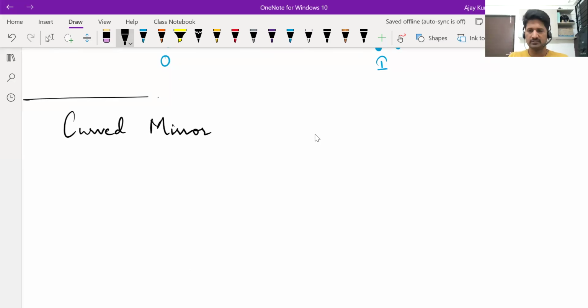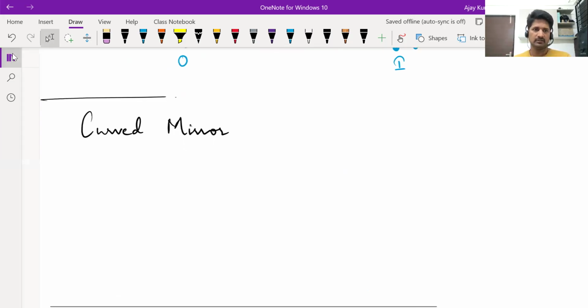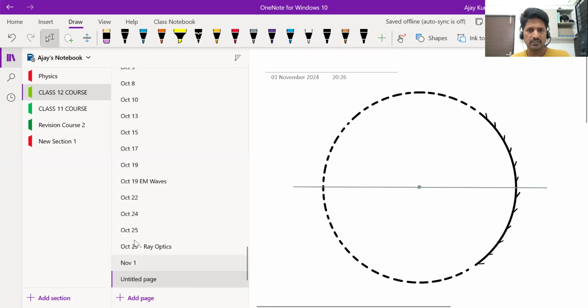Okay, so it's a surface. And curved mirrors are basically curved surfaces, shiny curved surfaces. They are what you call curved mirrors. And any curved surface can be assumed to be part of a sphere surface. So assume there's something like this.